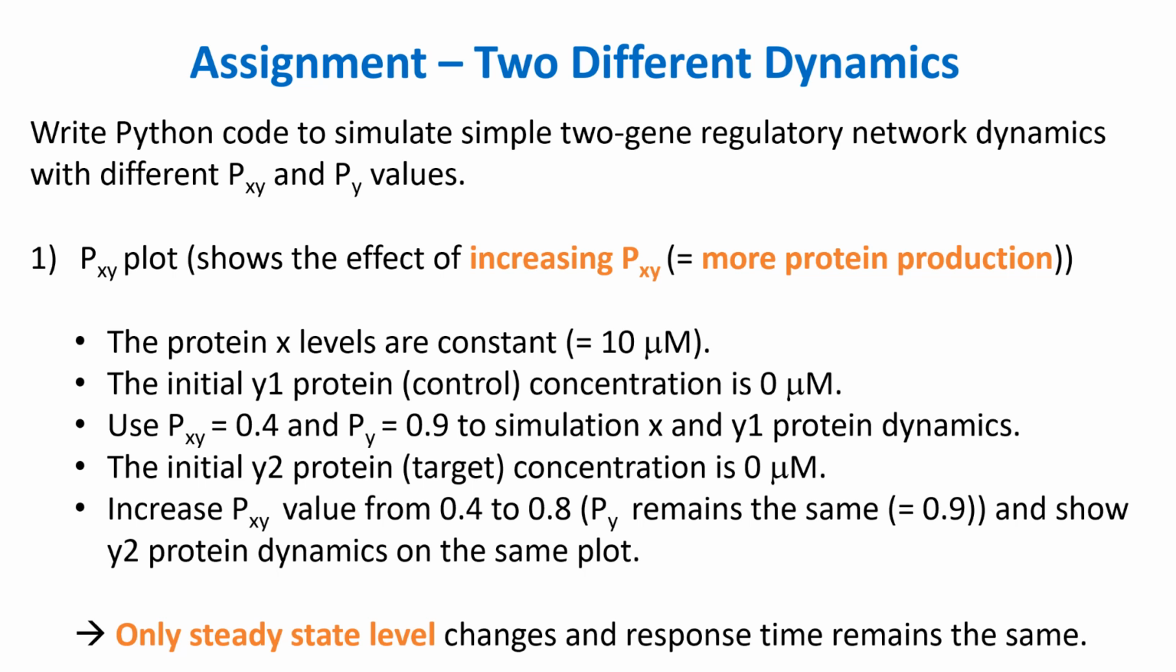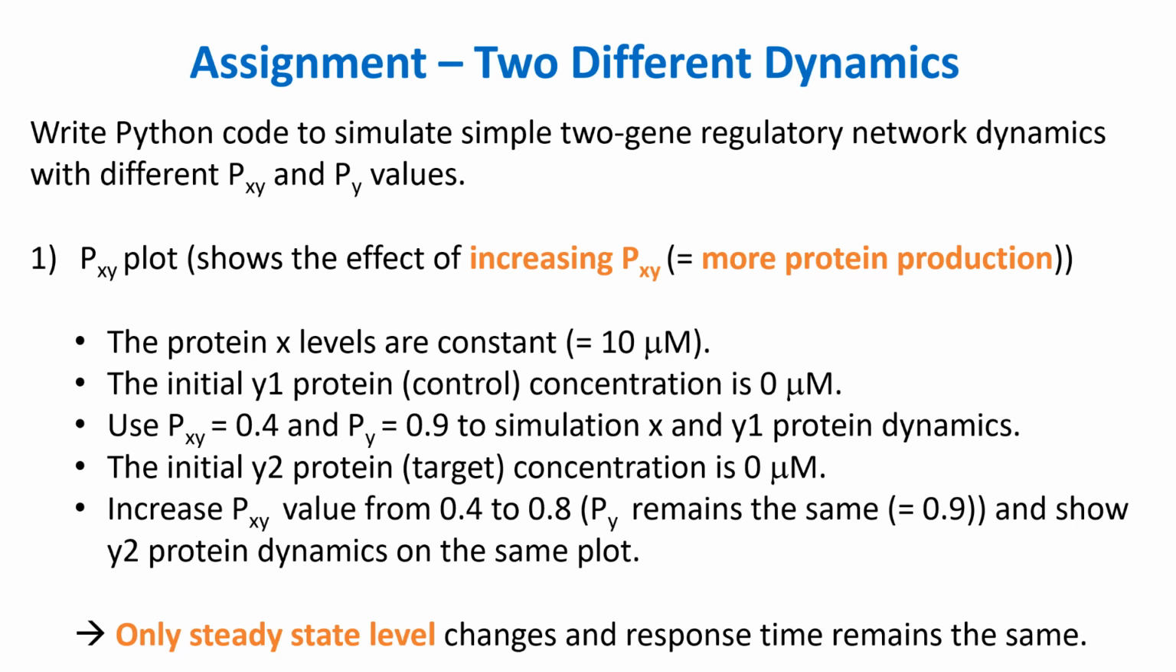In this assignment, you need to write Python code to simulate simple two-gene regulatory network dynamics with different p sub xy and p sub y values. In the first part, you should be able to generate a p sub xy plot that shows the effect of increasing pxy, or increased protein production.